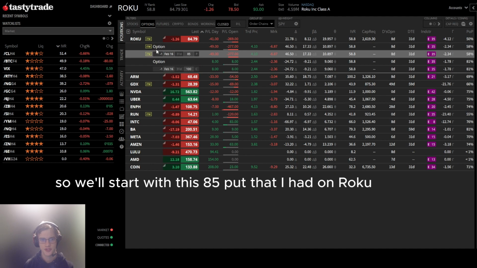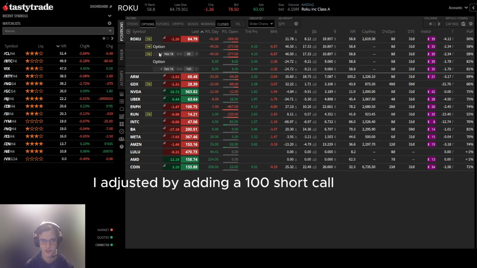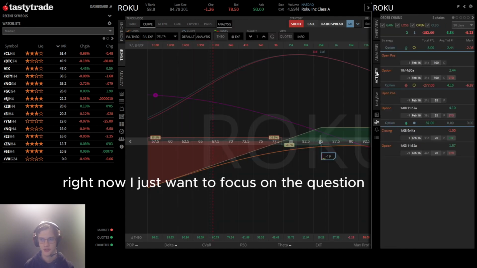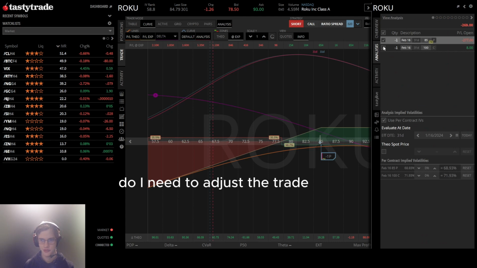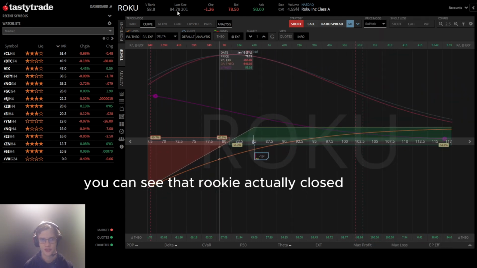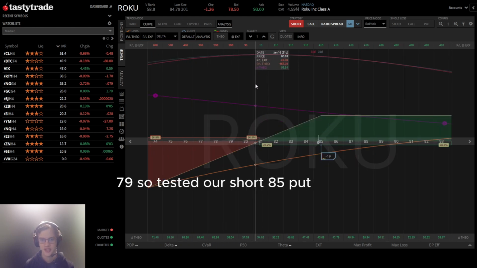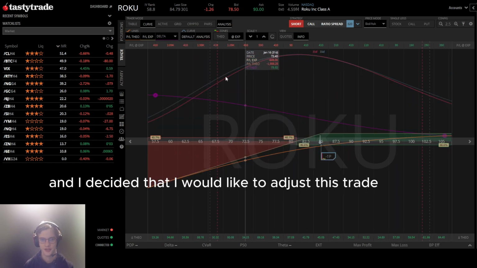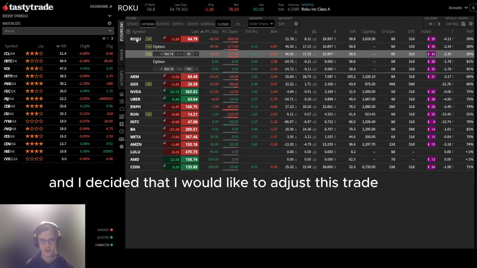So we'll start with this 85 put that I had on Roku. I adjusted by adding a 100 short call, but we'll get to that later. Right now, I just want to focus on the question, do I need to adjust the trade? So we'll just pull the short put up here. You can see that Roku actually closed in the money slightly, 84.79, so tested our short 85 put, and I decided that I would like to adjust this trade.